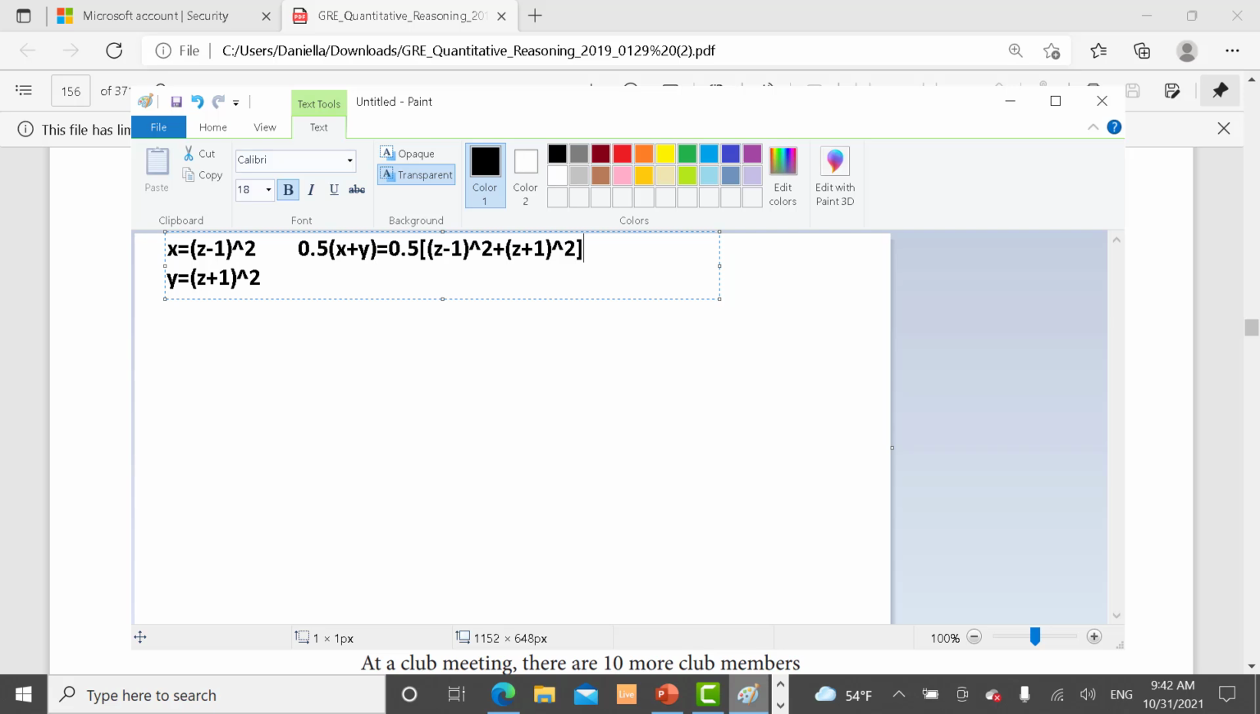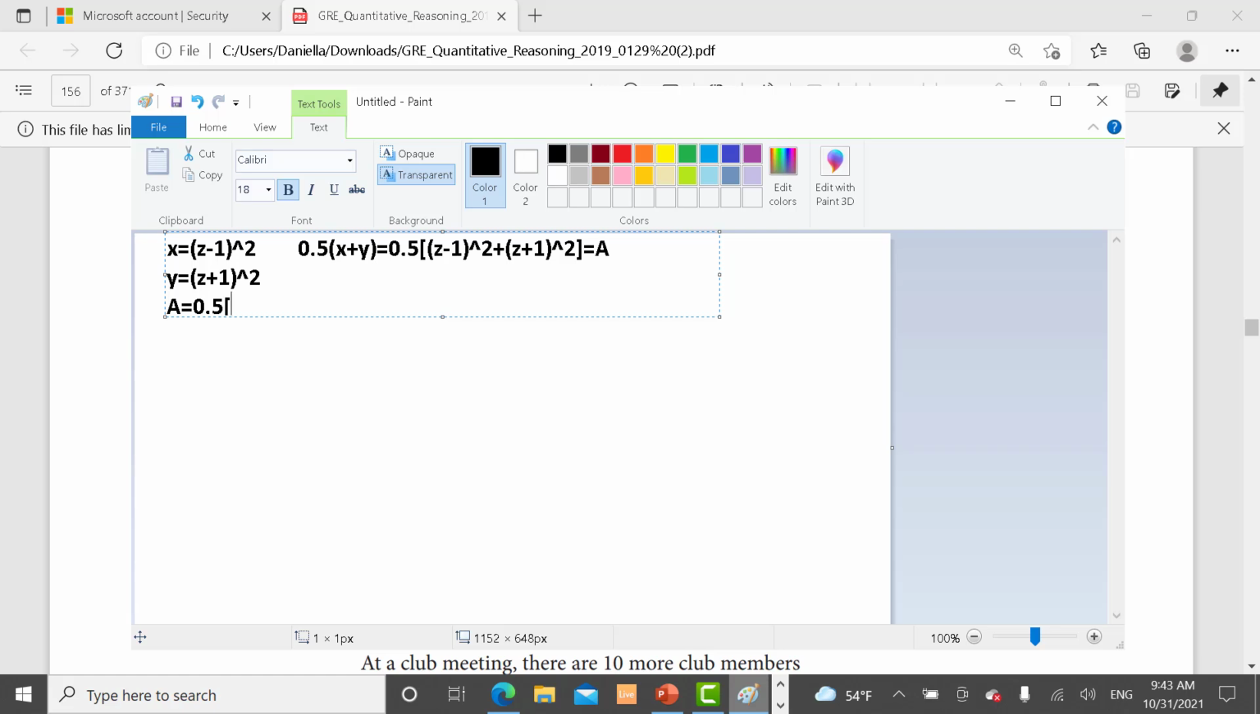Z minus 1 squared and z plus 1 squared. And we have to compare with z squared. So let's just derive it. I'm going to call this the average A. So we got A is equal to 0.5 times what?